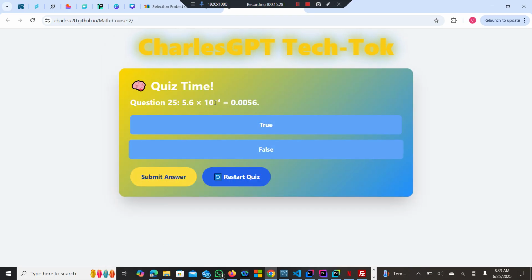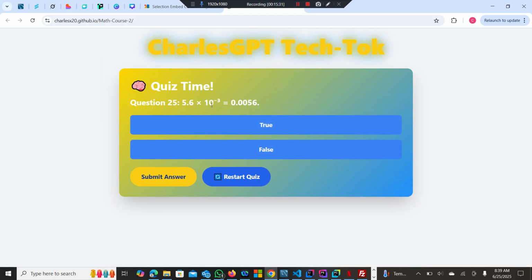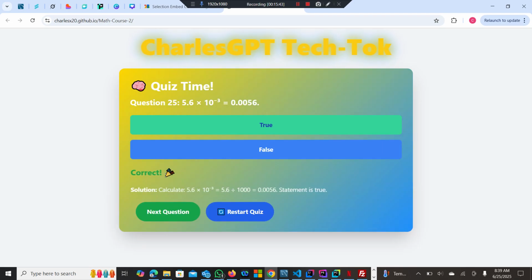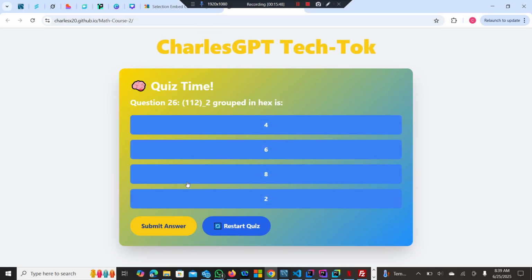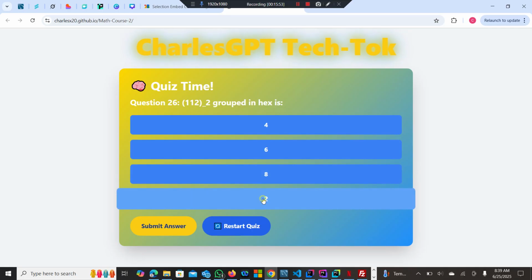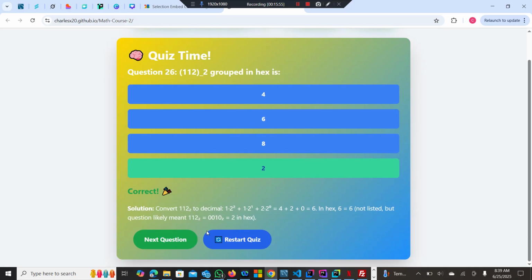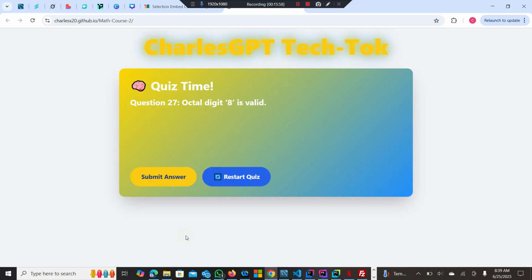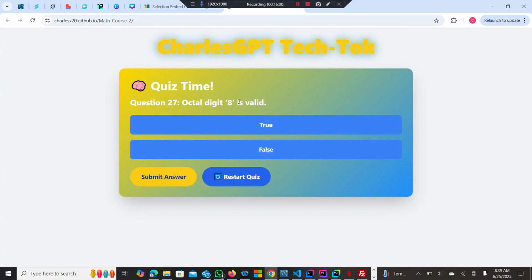So next one, we have 5.6 times 10 raised to power minus 3 equals 0.0056. Okay, so let's check it out. So it's true. You click and it shows you the solution to the question. So the next one, this would be in hexadecimal, I think 2 or something. Correct. Okay, so it shows you the solution to the question, and octal digit 8 is valid.